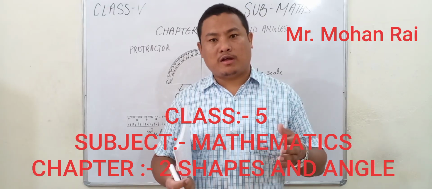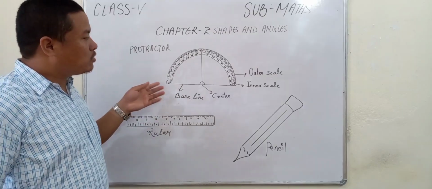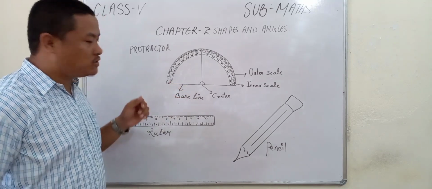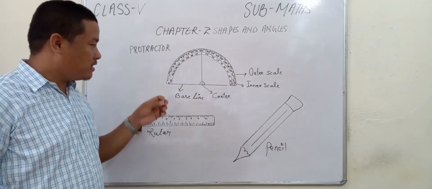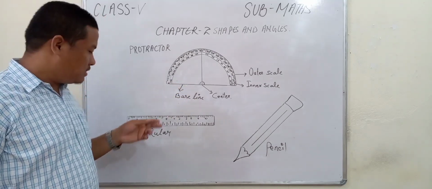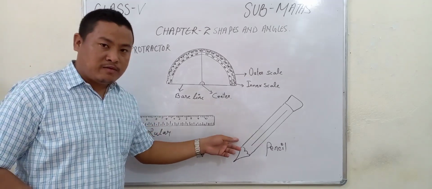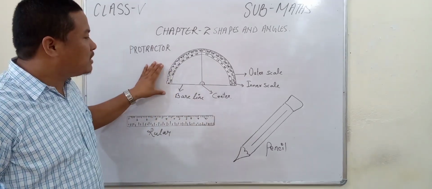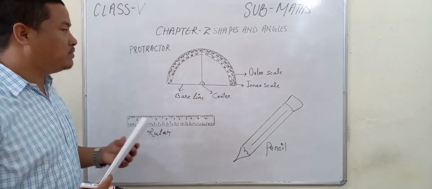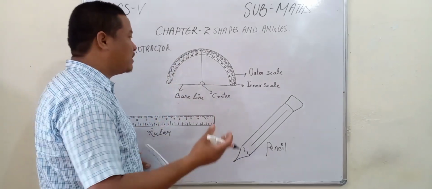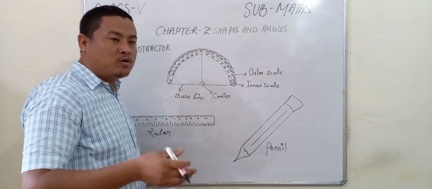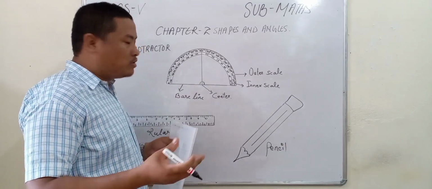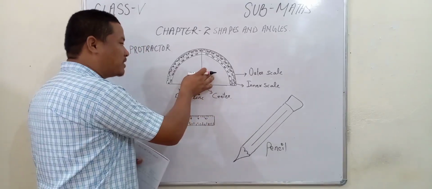In order to draw angles, we need three instruments from your geometry box: protractor, ruler and pencil. Let me tell you something about the protractor, which is very important in angles. This protractor is used to measure angles, and to draw angles also we use this protractor.